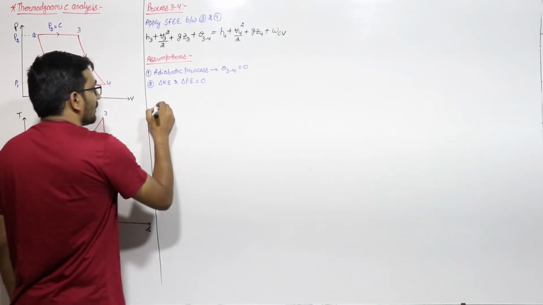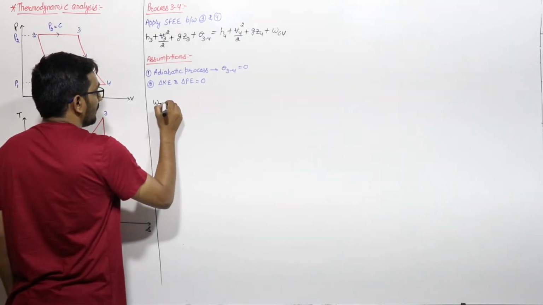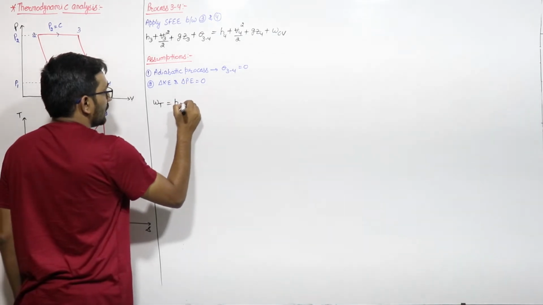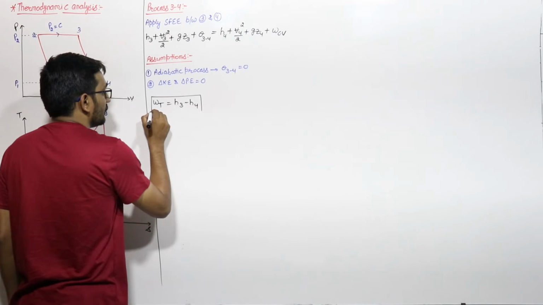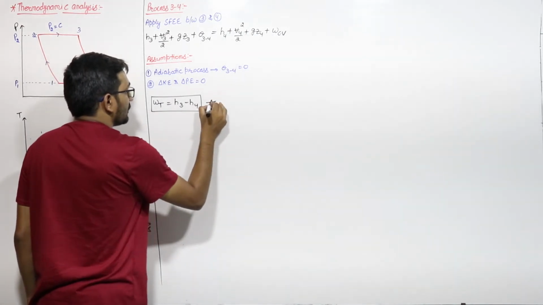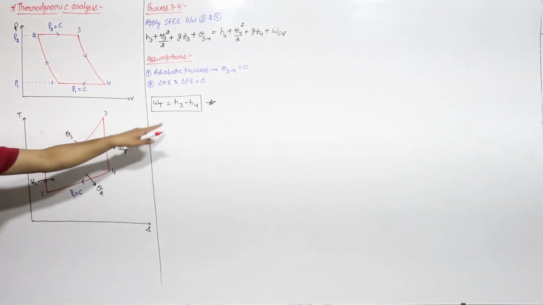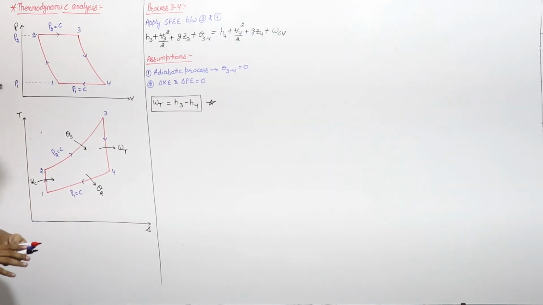So from here you can write WT will be equal to H3 minus H4. When can you write this? When these two assumptions are there.